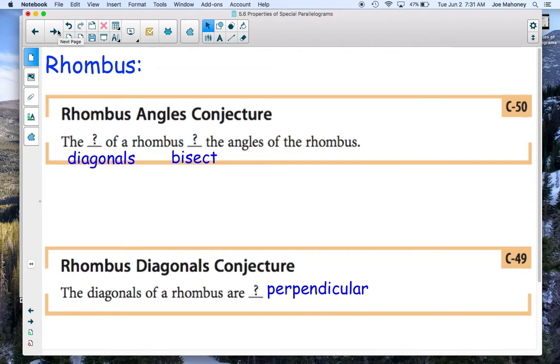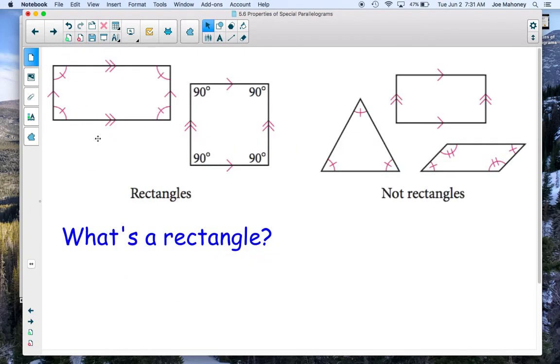Let's keep rocking and rolling. Let's talk about a rectangle. You see rectangles on the left. You see not rectangles on the right. What is a rectangle?